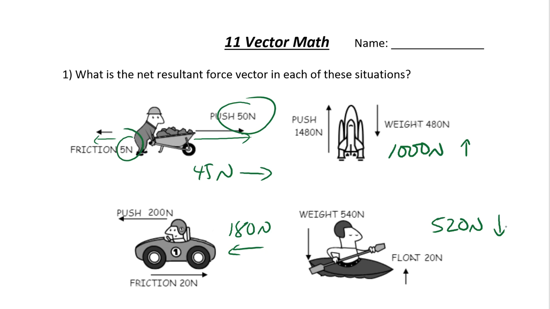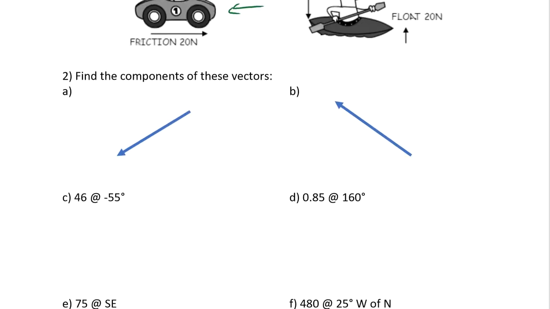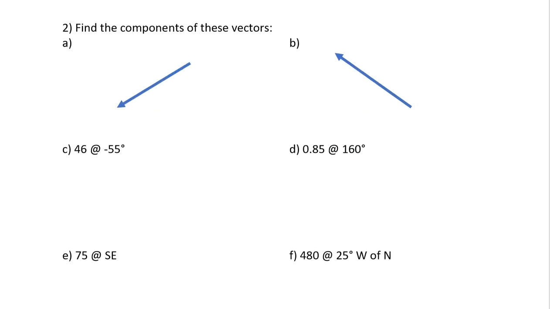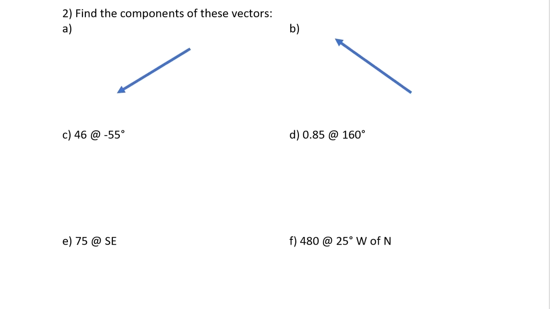All right, so let's look at another aspect of vectors you guys have worked with, and that would be component type stuff, working with components. So finding the components of these vectors. Now, the first 2 here, we've just got giant arrows drawn, and we don't really have any other information about them, so we'll actually have to measure them to figure it out.